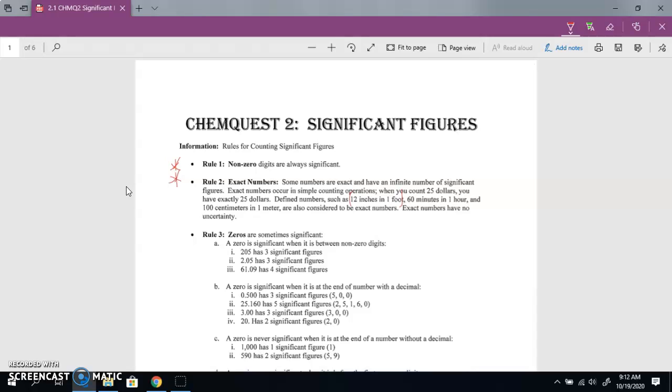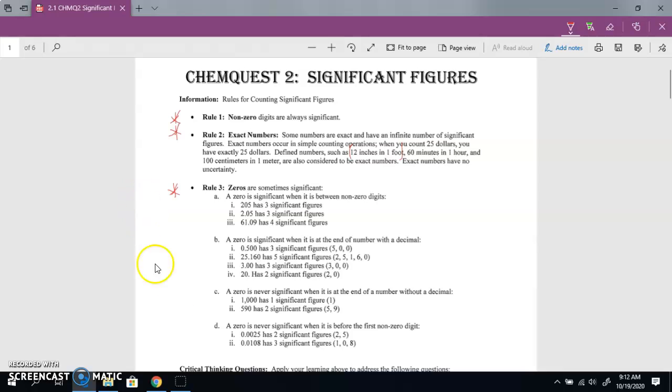Now the place where you really have to stop and think is with zeros. Remember, a zero is either at the beginning of a number, in the middle of a number, or at the end of a number. When zeros are at the beginning of a number, they are never significant. When a zero is in the middle of a number, it is always significant. And when a zero is at the end of a number, remember that's where we have to stop and take a look for the decimal point.